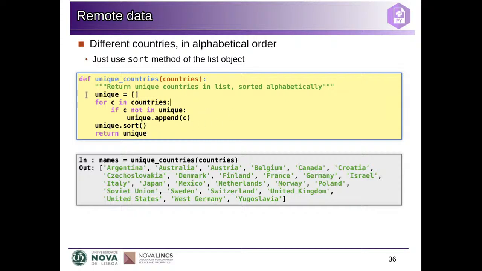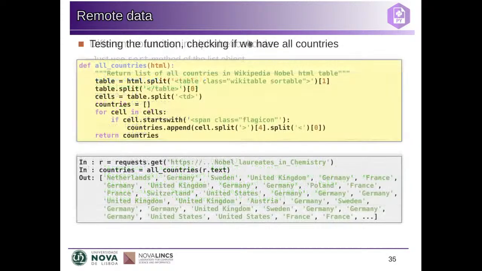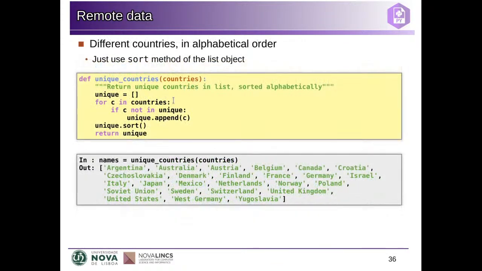So what we're going to do here is we're going to start with an empty list with all the unique countries. We're going to iterate through all the countries. So C will first be Netherlands, then Germany, then Sweden, and so on. So C is going through all the countries. And we're going to check if C is not present in this list of unique countries.